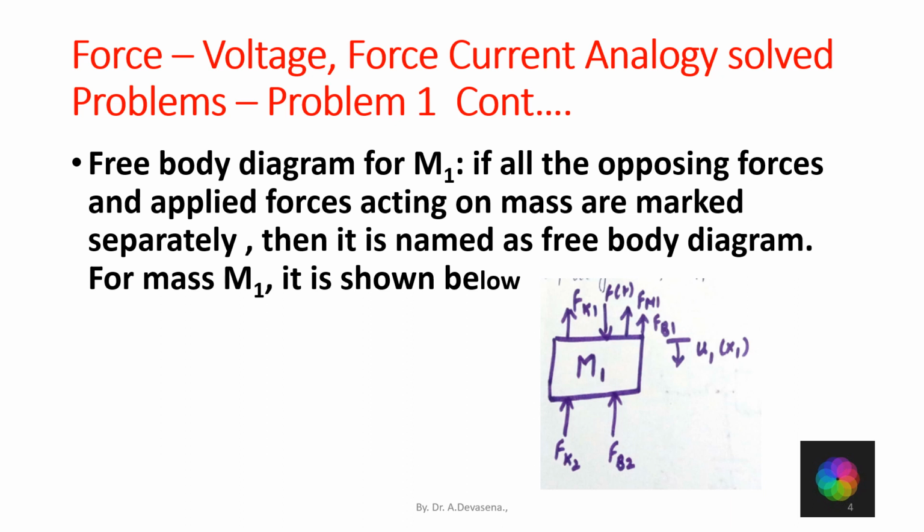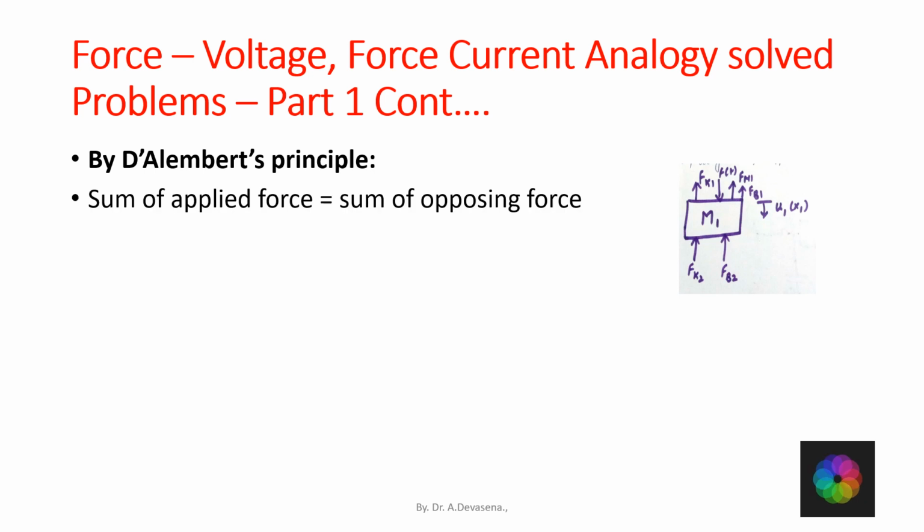The applied force F of t is acting on the mass M1. Due to that applied force, the mass experiences its own force F suffix M1. And to the mass M1, the springs K1 and K2 are connected. Similarly, the dashpots B1 and B2 are connected. So they experience their own opposing forces. It is indicated in this diagram. By D'Alembert's principle, sum of applied forces is equal to sum of opposing forces. F of t is equal to F suffix M1 plus F suffix B1 plus F suffix K1 plus F suffix K2 plus F suffix B2.